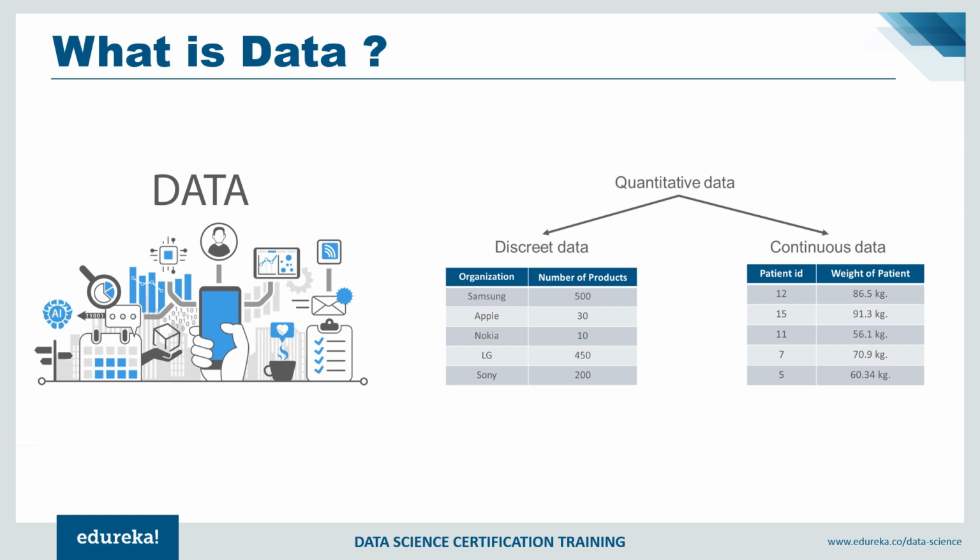And if we talk about data which can be measured on a continuum or a scale, data which can have almost any numeric value and can be subdivided into finer and finer increments is called continuous data. So as you can see here in patient ID, we have weight of the patient. It's 86.5 kgs. Now kgs can be subdivided into grams and milligrams, and finer refinement is also possible. This type of data that can be measured by the quantity of something rather than its quality is called quantitative data.